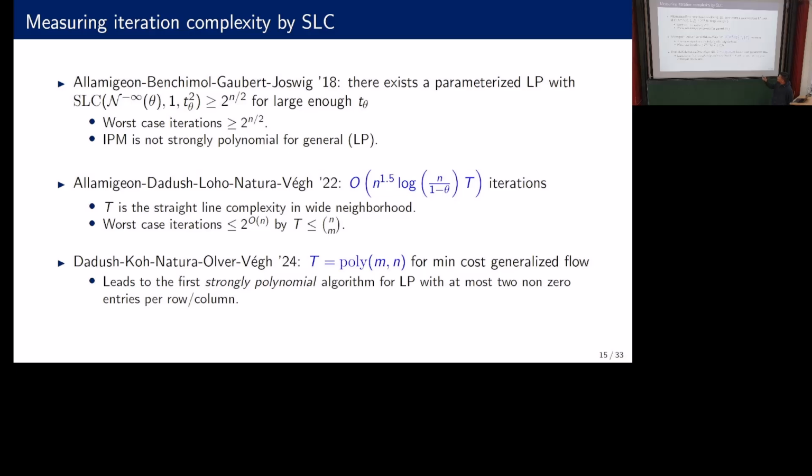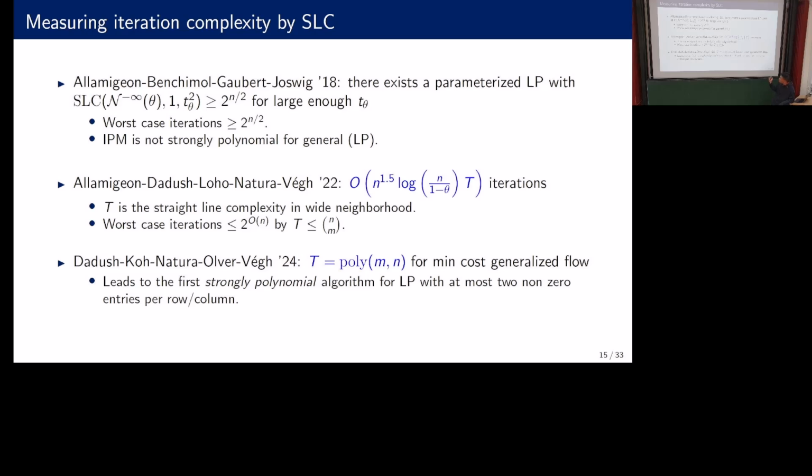And then the parent of this project is the paper by Allamigeon, Dadush, Loho, Natura, and Végh. They give a so-called subspace layered least squares IPM that has n to the 1.5 times log n times the straight line complexity in the wide neighborhood. And here the straight line complexity in the wide neighborhood is always upper bounded by 2 to the n. Plugging this into their iteration bound, you basically get the result that, as their title suggests, interior point methods are no worse than the simplex method.